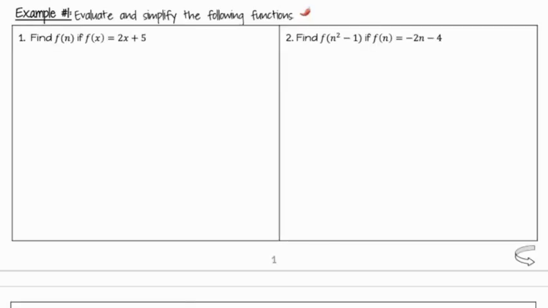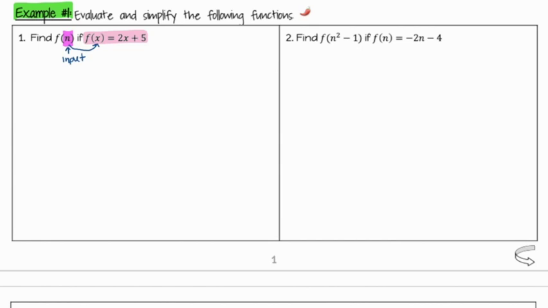So here we have example 1, and we're asked to evaluate and simplify the following functions. So they gave us an input of f of n. So we're going to get away from the numerical inputs, and we're going to actually have some algebraic inputs now. So in this case, we're finding f of n, and they gave me the entire f of x piece. So what we are trying to do is think of this f of n as your input. That n is the input. You are going to be replacing wherever you see an x, you're going to replace it with an n.